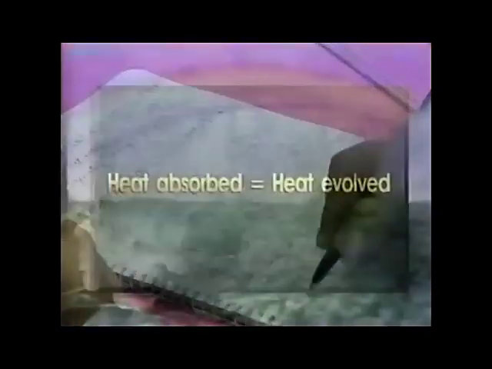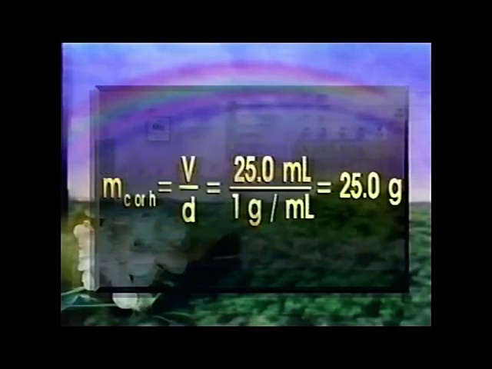Following the law of conservation of energy, heat absorbed equals heat evolved. Based on this relationship, we can determine the heat capacity of the calorimeter. The mass of cold water, m sub c, and the mass of the hot water, m sub h, are both determined by dividing their volumes by their densities.